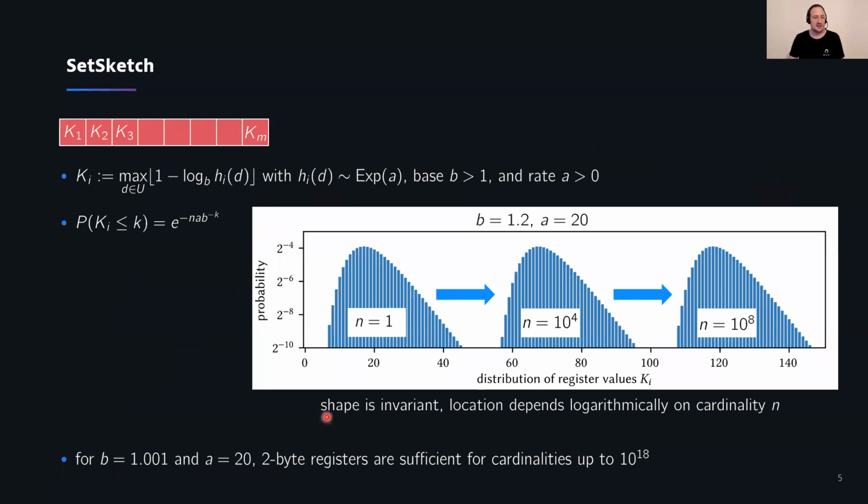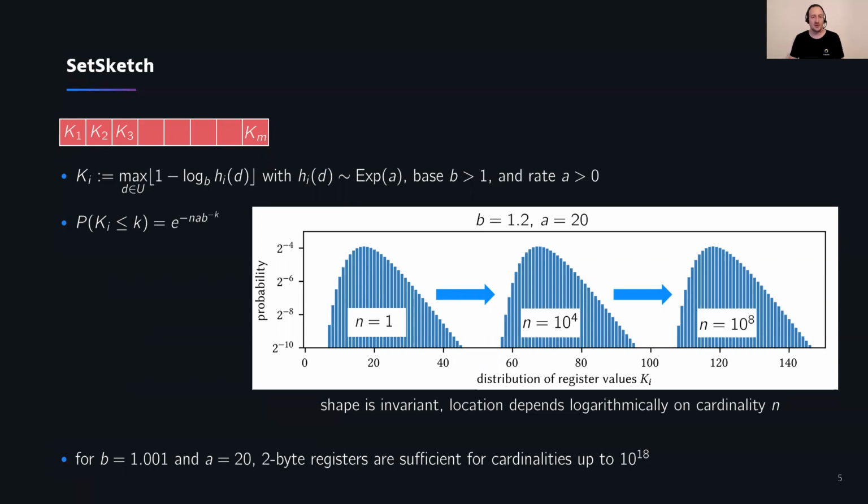SetSketch defines the state as given here. This is very similar to how HyperLogLog defines its state. However, the hash values are exponentially distributed and not uniformly. This definition implies a distribution that has a shape that does not depend on the cardinality. This is in contrast to HyperLogLog or HyperMinHash. The location of this distribution depends logarithmically on the cardinality. Due to this scale invariance, the estimators we will present will work well on any cardinality range.